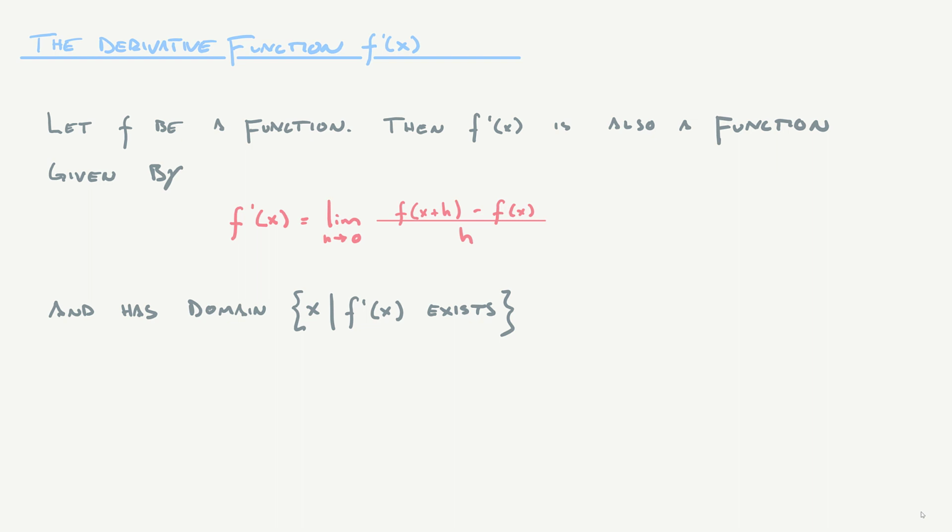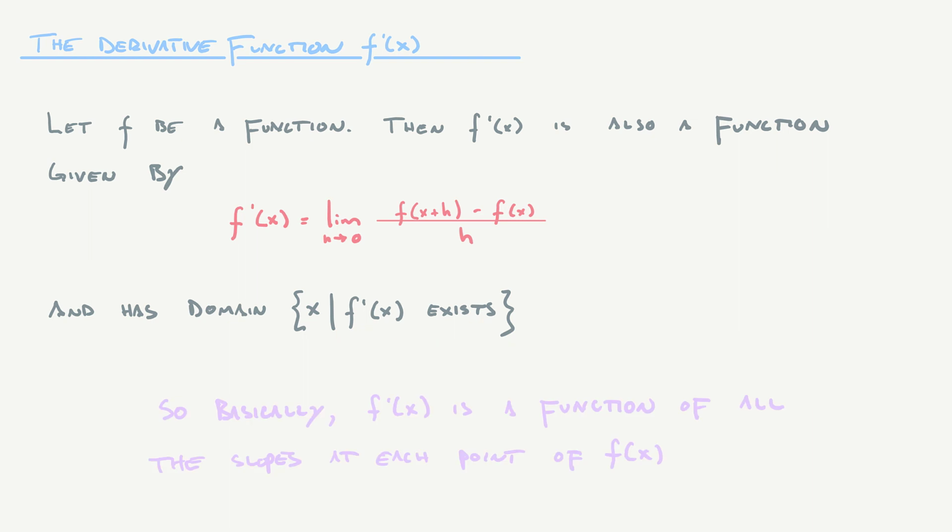It says let f be a function, then f prime of x is also a function, and it's given by f prime of x is equal to this kind of definition of a limit that we're used to, but instead of defining it at a point a, we're defining it for all x. And it has the domain all x values such that f prime of x exists. And that's really important because, as we're going to find out soon, there are some x values that exist in the domain of the f function, but actually f prime of x does not exist.